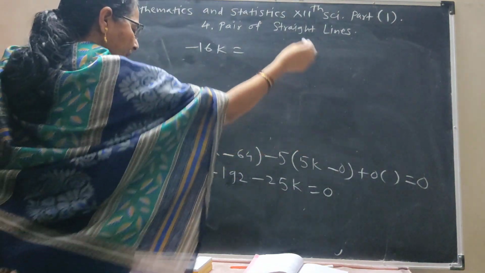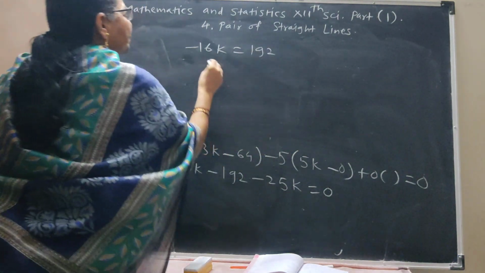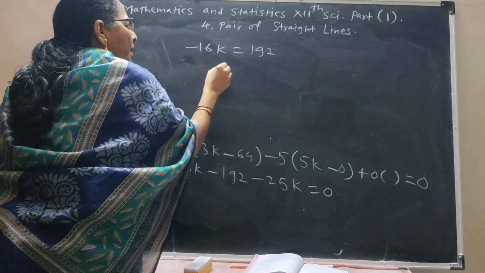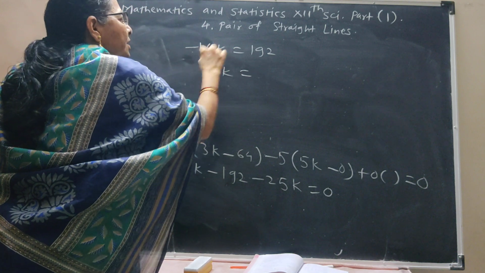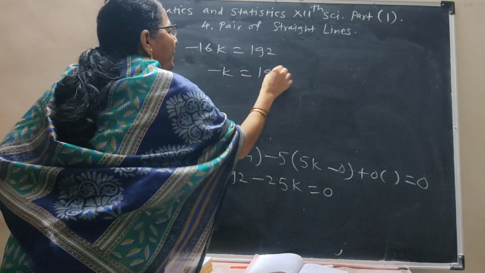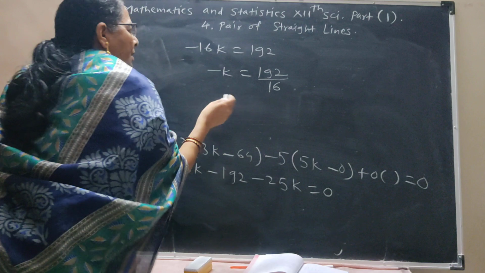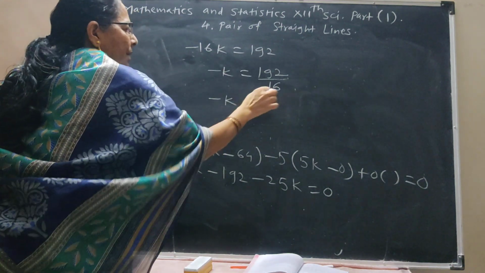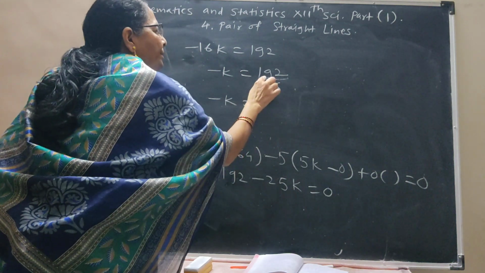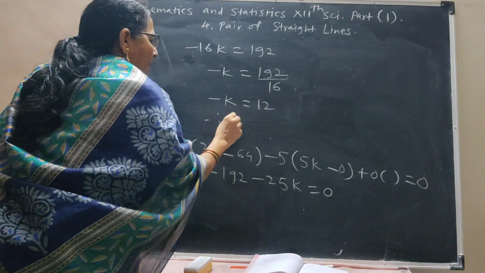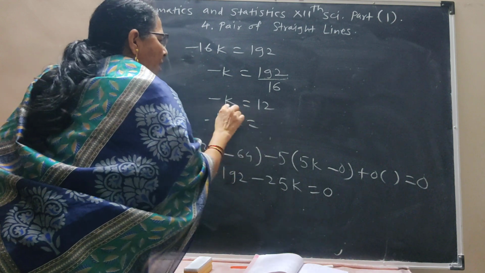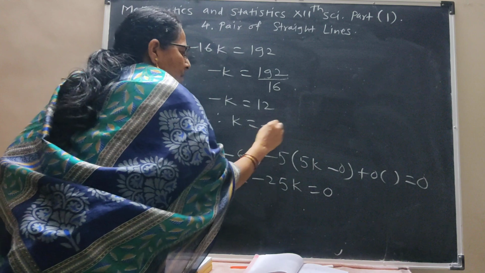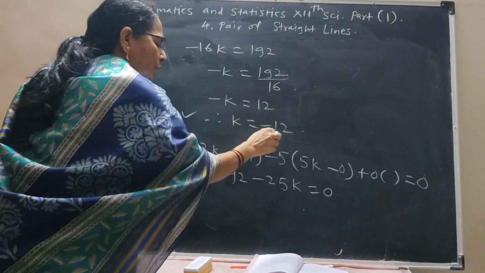Now take this term to that side, 192. Therefore now write here minus 16k equal to 192. Take this 16 to the other side, where it becomes divided: divide 192 by 16, which is 12, and therefore finally k is equal to, change the sign, minus 12. This is the final answer, k equal to minus 12.